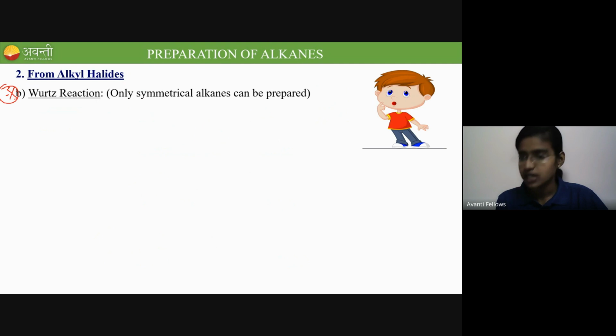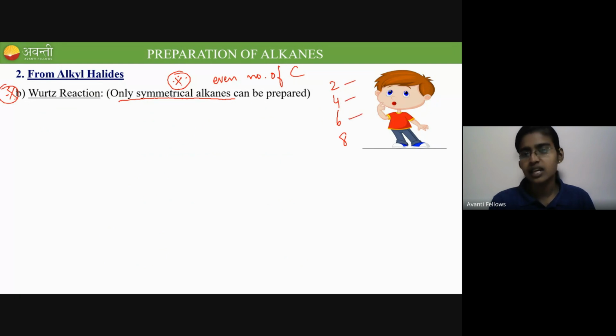It is a naming reaction basically, and from Wood's reaction, only symmetrical alkanes can be prepared. Very important. Only symmetrical alkanes. So what are symmetrical alkanes? Even number of carbon containing alkanes are called symmetrical alkanes. Even number means 2, 4, 6, 8, right? Ethane, butane, hexane, octane. Only these kinds of alkanes can be prepared using Wood's reaction.